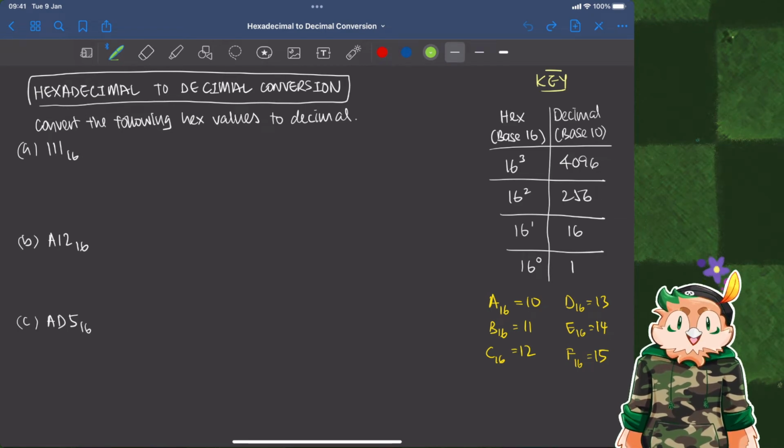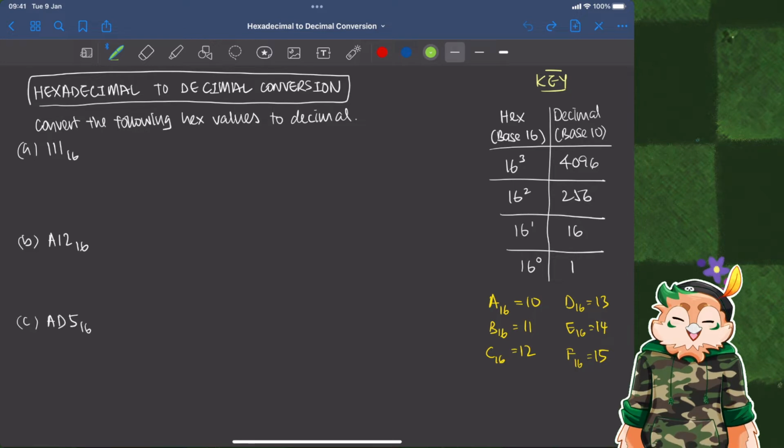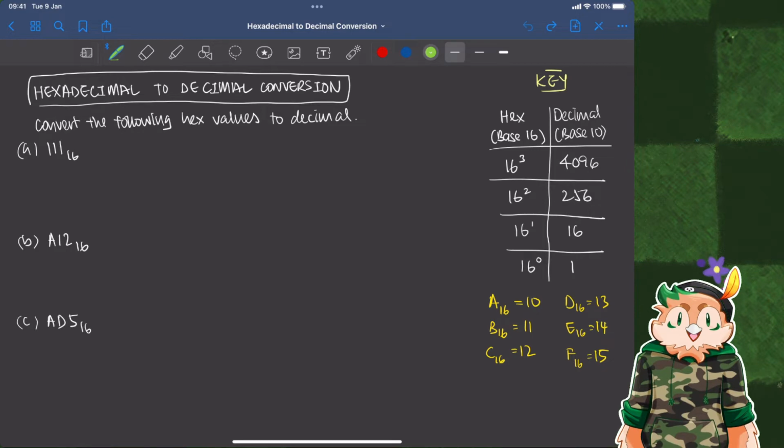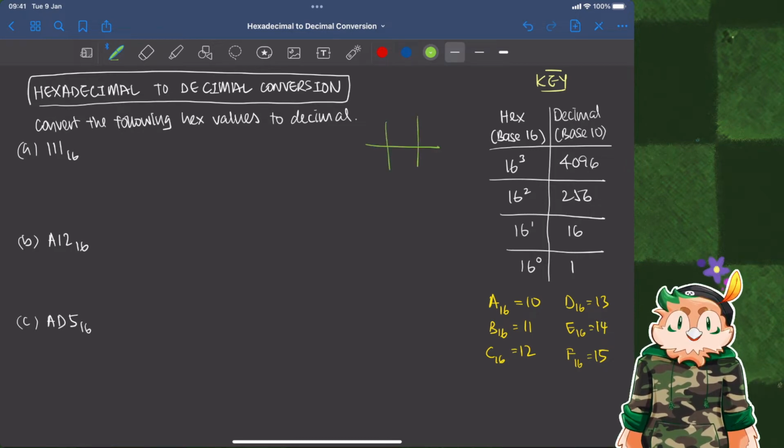With this one here, let's try to convert this number right here. We're going to want to resort to using a table to plot everything out. So we're looking at three places here. 111 base 16. We're putting each digit of this hexadecimal number in each slot at the bottom.